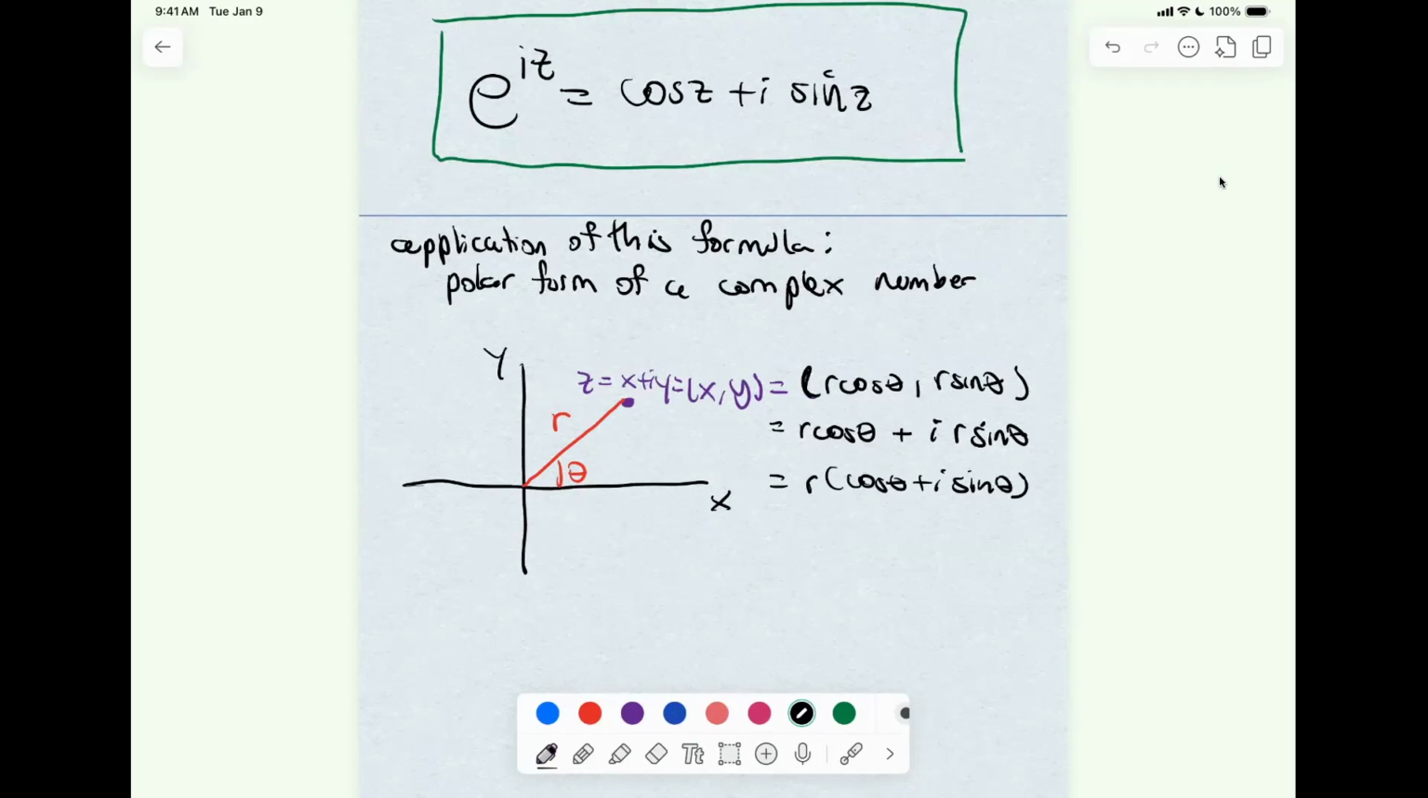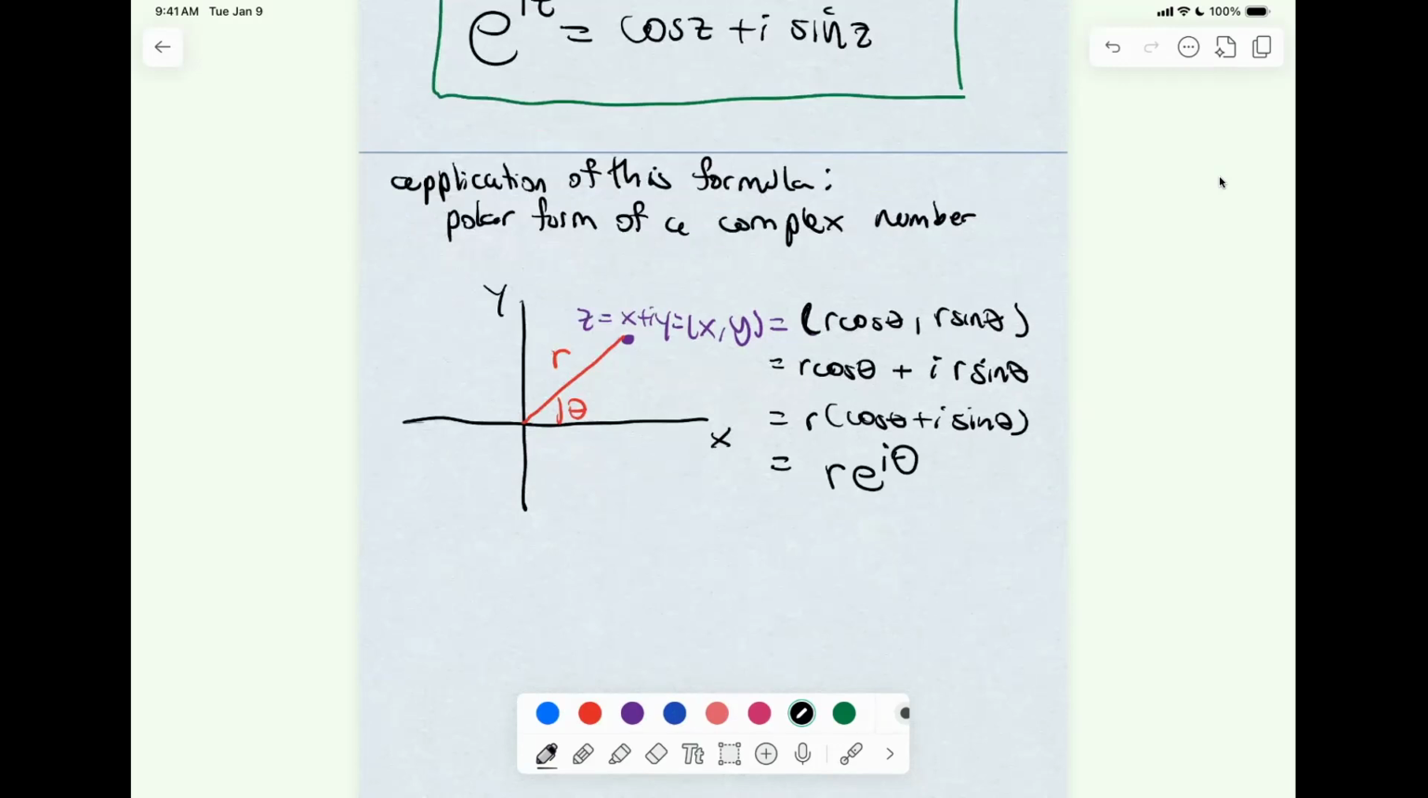But what is cosine of theta plus i sine of theta? Cosine of theta plus i sine of theta. It's the same formula as in here, just with a theta instead of a z. So this should be e to the i theta. So this gives you r times e to the i theta.